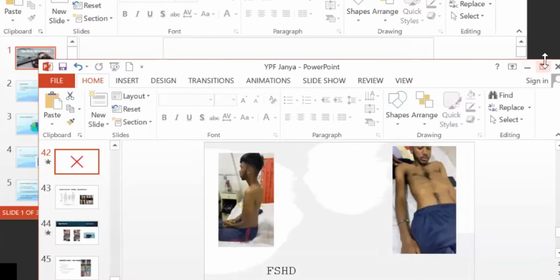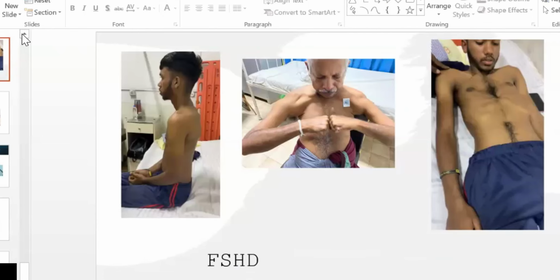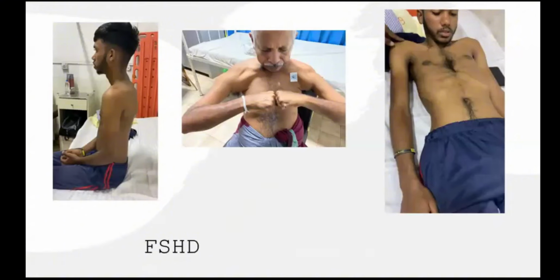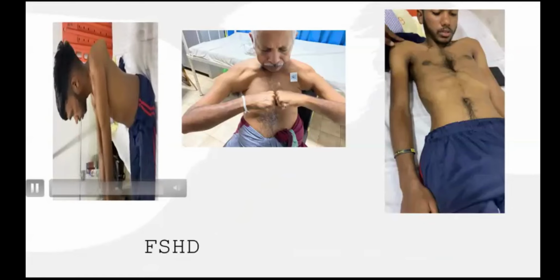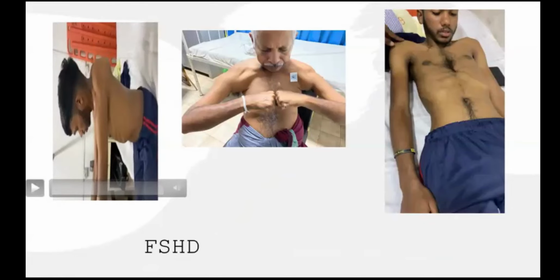This is stuck. I'm sorry, I cannot see the screen from here, so I'll just use this.